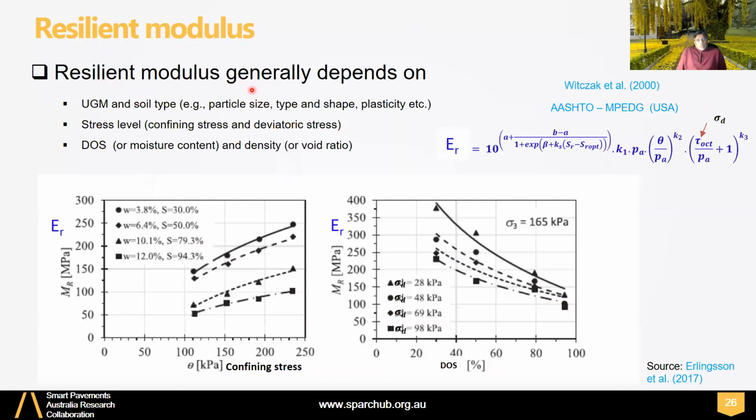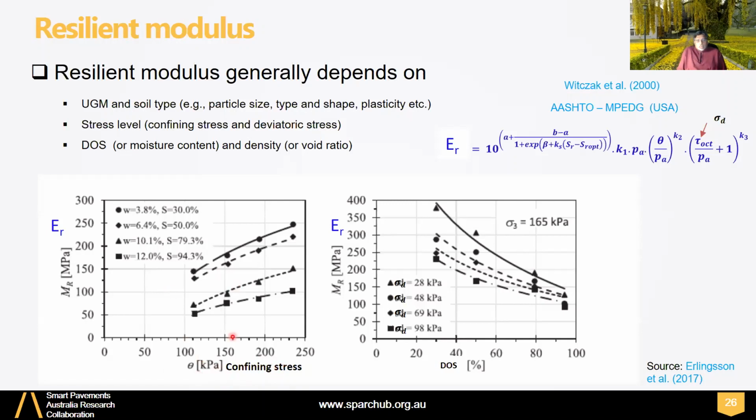Resilient modulus also depends on soil type, particle size, type, shape, plasticity, etc., and the stress level. Primarily the mean stress or the confining stress. So as you know, sand and other particulate systems, if you don't confine it, they will flow, right? They will not have any modulus, just like walking on dry sand, right? Your foot will sink, and eventually, when it is confined, it will have modulus and it will resist movement.